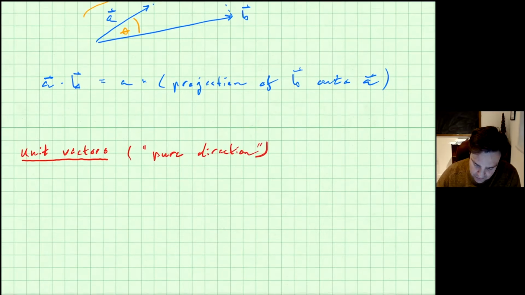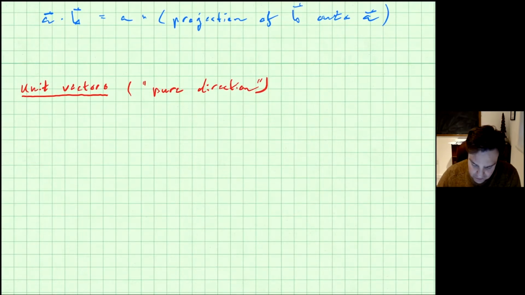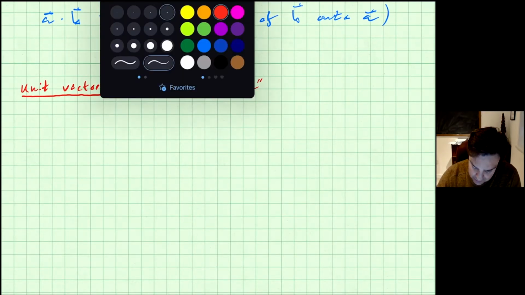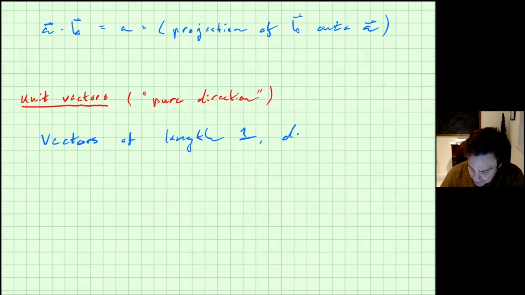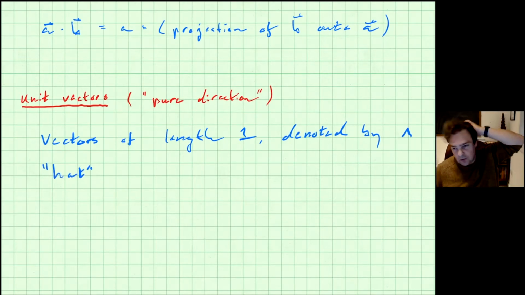So the word unit here is meant to make you think of the number 1, and so a unit vector is a vector that has length 1. They're denoted by a hat, or I will use a hat to denote them. This symbol, which we call a hat. So instead of putting an arrow over them, I'll put this little wedge, and that's called a hat.